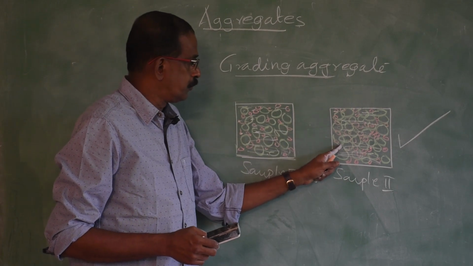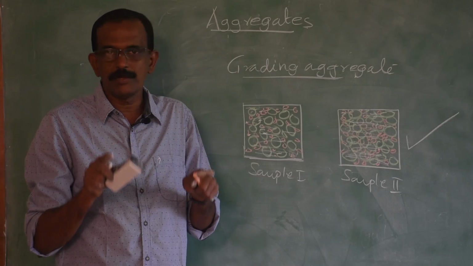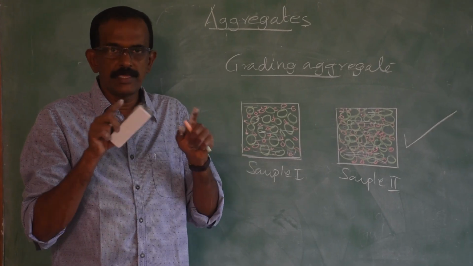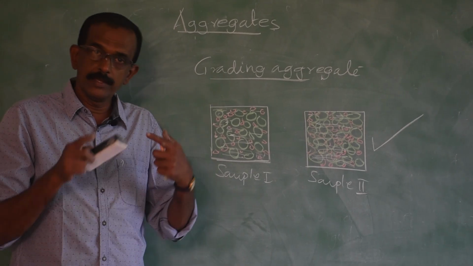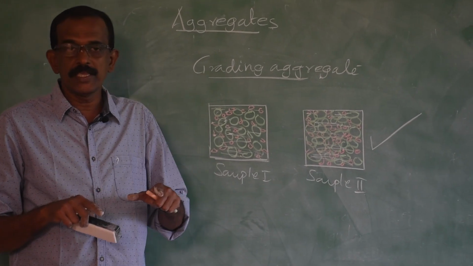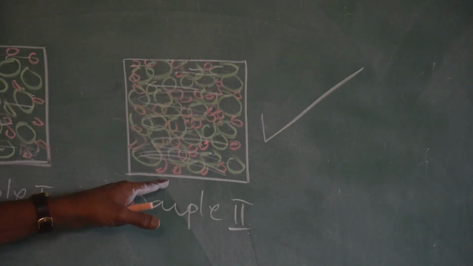In sample 2, different coarse aggregates are used. So, the gaps are minimized. Those minimum gaps are again filled by different sizes of fine aggregate. Again gaps are minimized. Those minimum gaps are filled by minimum cement and minimum water.